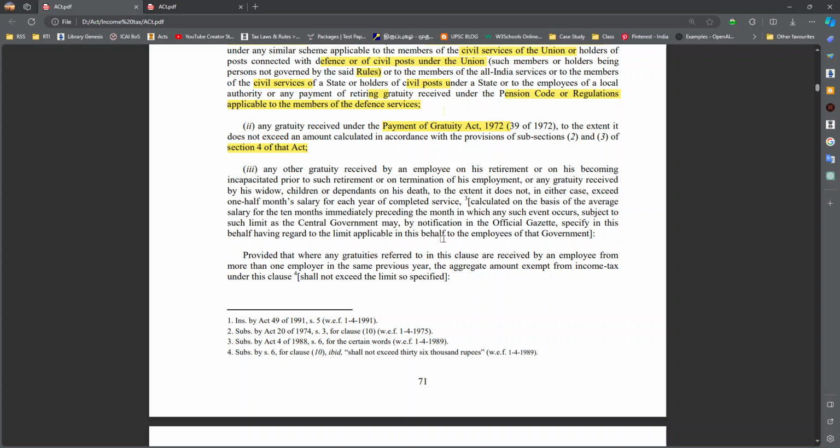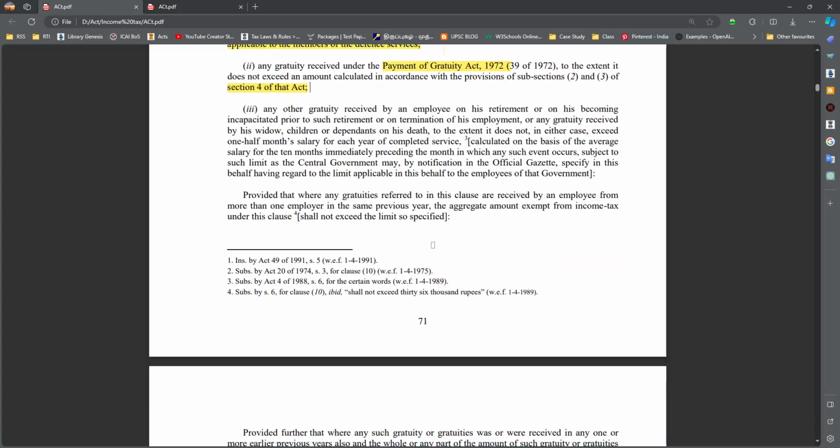What happens is that gratuity will be given as 15 days of salary, calculated on the average of the last 10 months of working, and this 15 days salary is multiplied by the number of working years, with a minimum of 5 years of service. If you multiply it, you will get the gratuity amount. Such amount received is exempted, and sometimes the central government may prescribe a limit. Up to this amount is exempted. More than that amount received is taxable.